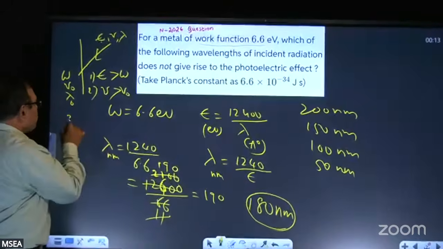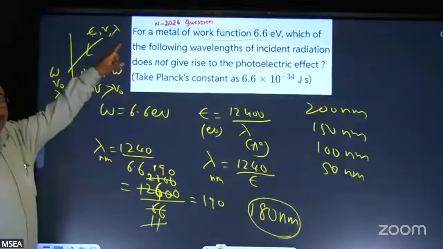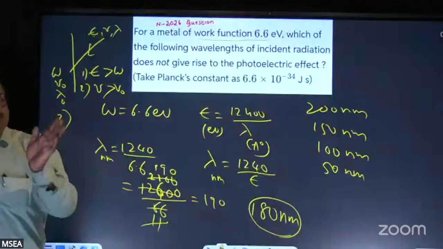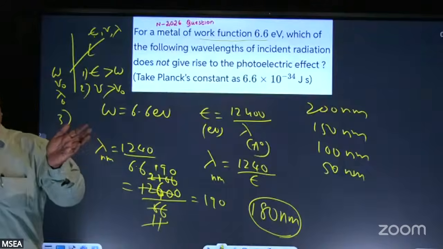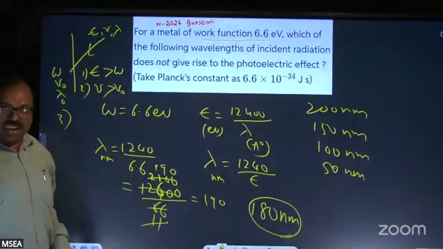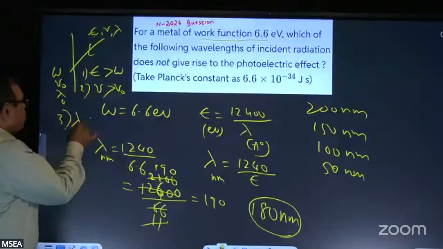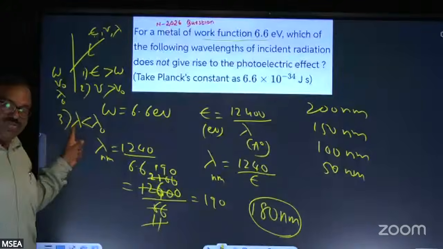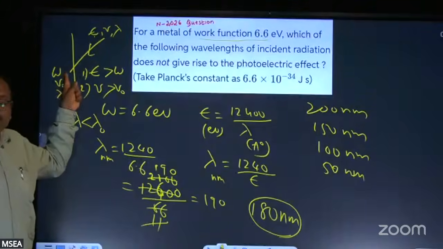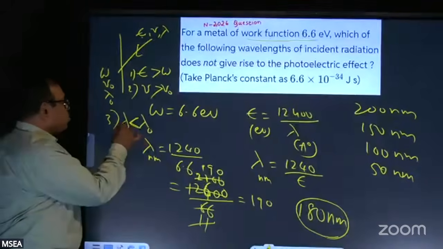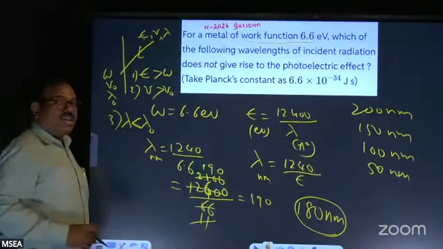And the third one is wavelength. If the wavelength is more, its energy is less, but the energy falling on the surface should be greater. As energy is greater, wavelength should be lesser. Therefore, lambda should be less than the threshold wavelength. If the wavelength falling on the surface is less, then its energy is more.